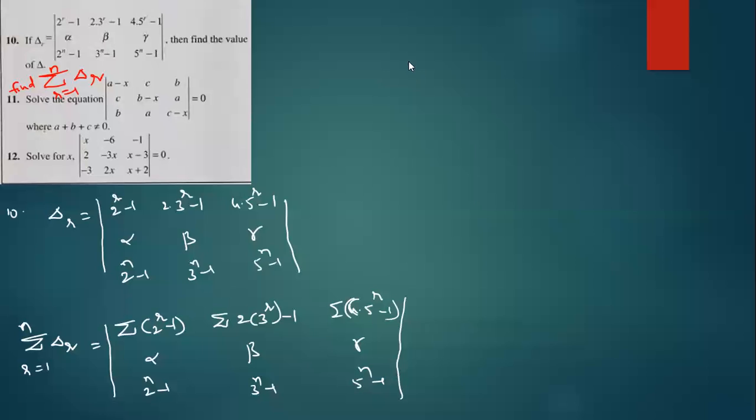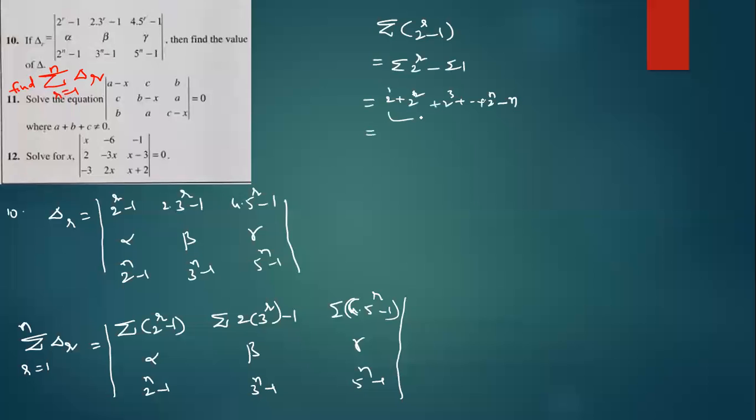Okay. So, dear students, please tell me what is the value of sigma of 2 power r minus 1? Anyone? How to write? Please tell me. Sigma 2 power r minus sigma 1. Sigma 2 power r means what? 2, 2 square, 2 cube, and so on, up to 2 power n, minus n.